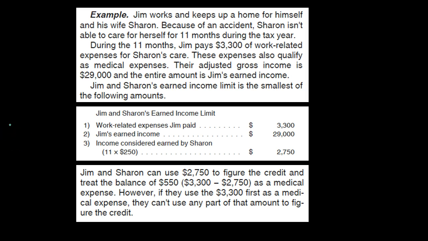Example. Jim works and keeps up a home for himself and his wife Sharon. Because of an accident, Sharon isn't able to care for herself for 11 months during the tax year. During the 11 months, Jim pays $3,300 of work-related expenses for Sharon's care. These expenses also qualify as medical expenses. Their adjusted gross income is $29,000, and that is the entire amount of Jim's earned income.